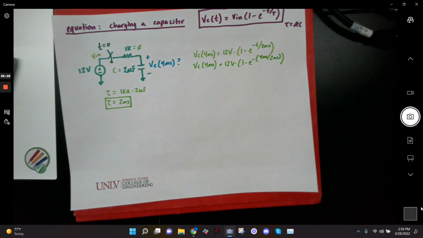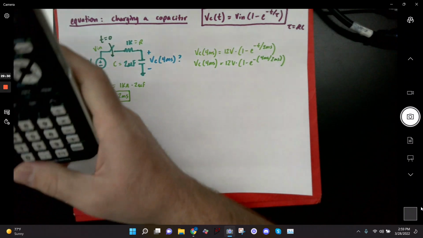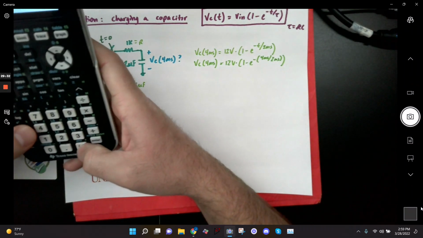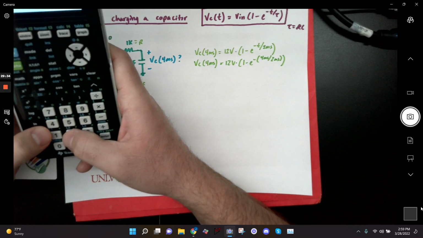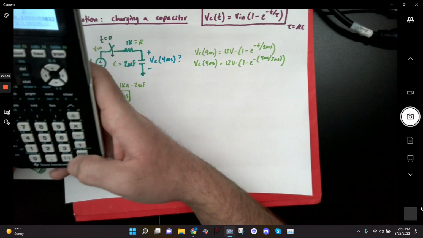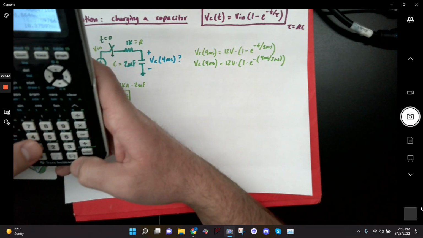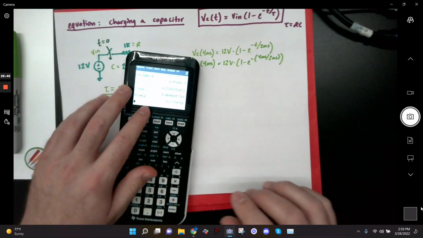All right, and now let me use my calculator to determine what that's going to be. So e to the minus, it's basically e to the minus 2. Does everybody see that? 4 milli over 2 milli gives me just 2. e to the minus 2. I'm going to do 1 minus that, multiply by 12. I get 10, wow, sorry.